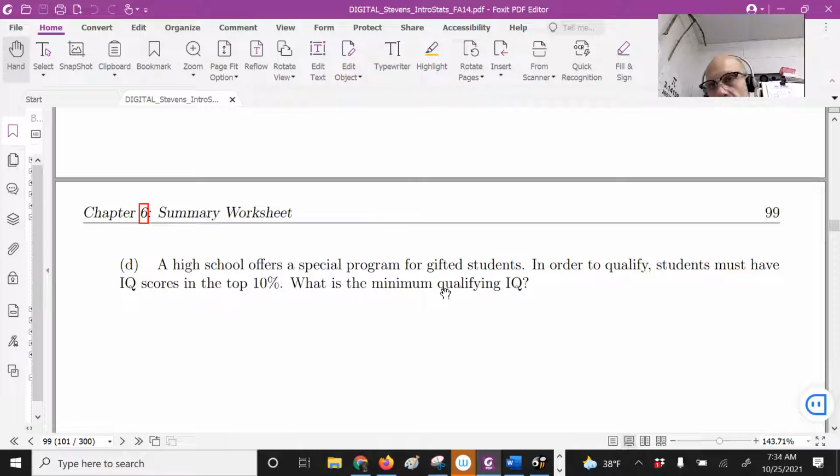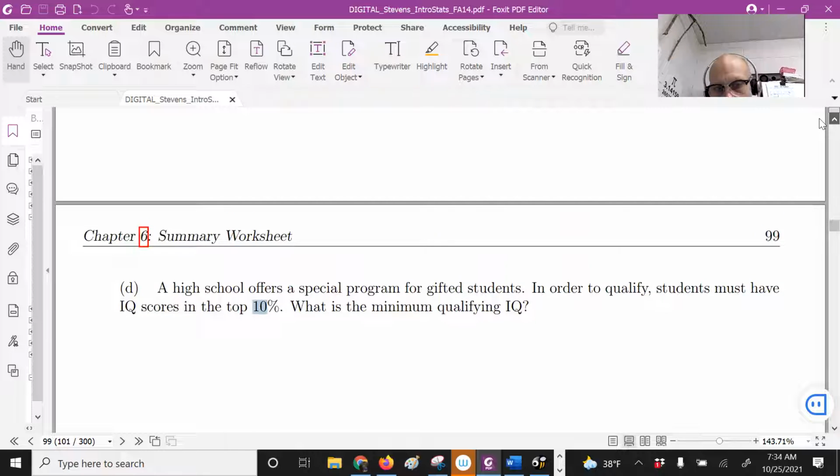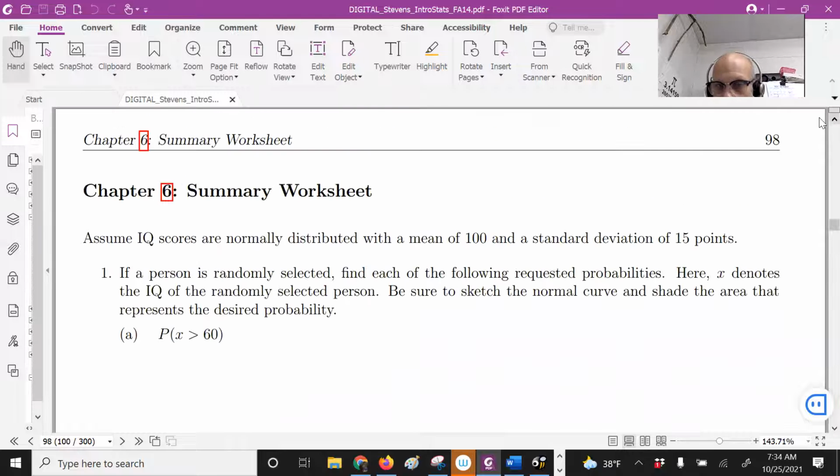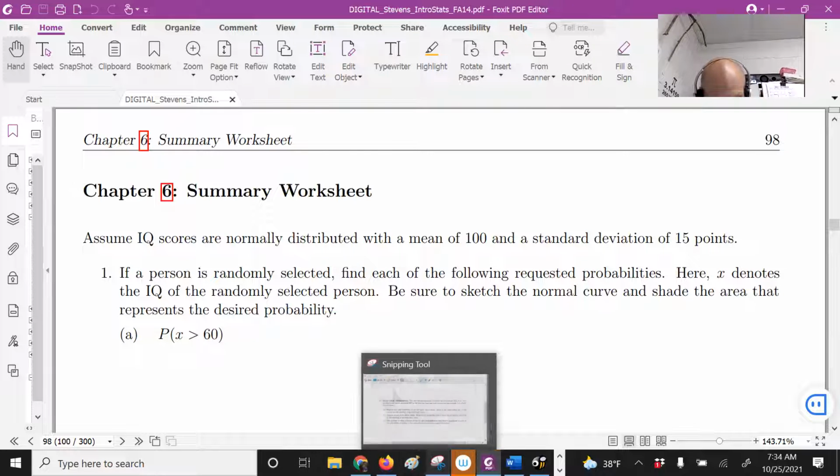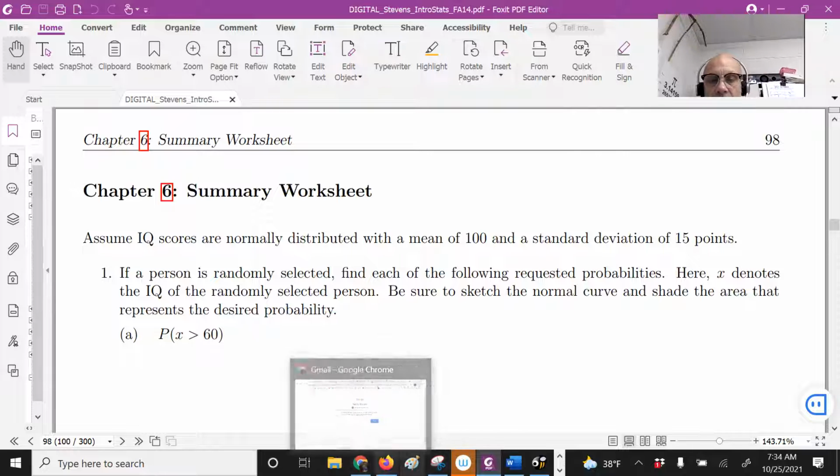This is one of those summary worksheets. See how we know the top 10%? We want to know what IQ qualifies students to get that. So we're looking for a value from an area, but we don't even need to use a z-score for this, because we can just go to that calculator. Here, let me open up my paper copy, so I don't have to write anything down. Let's see, page 98. Come on, open up. Top 10%. So we know the mean is 100 and the standard deviation is 15.